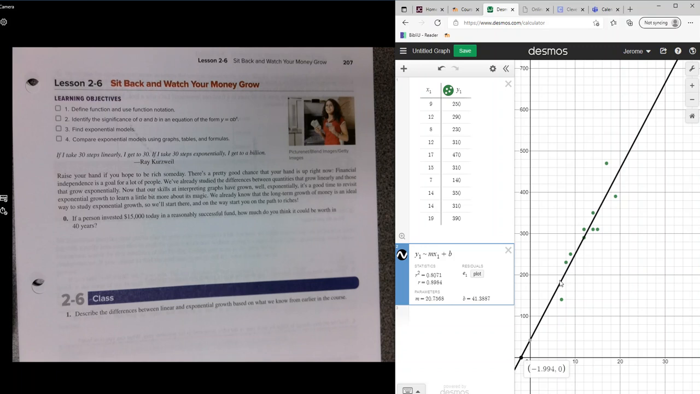Now we come down here to number 1. Describe the differences between linear and exponential growth based on what we know from earlier in the course. Okay, linear growth is steady and does not change.